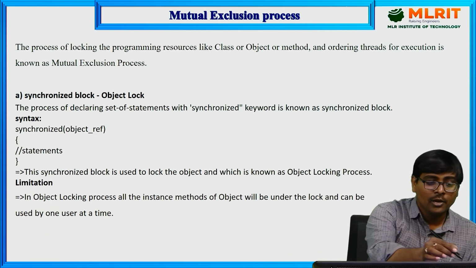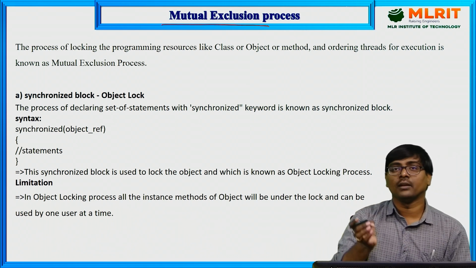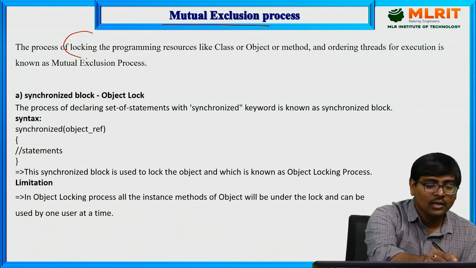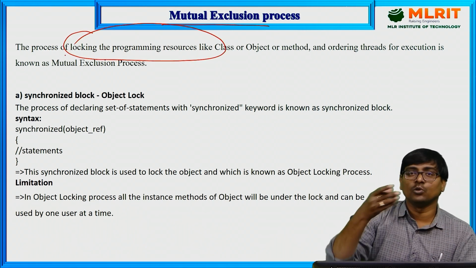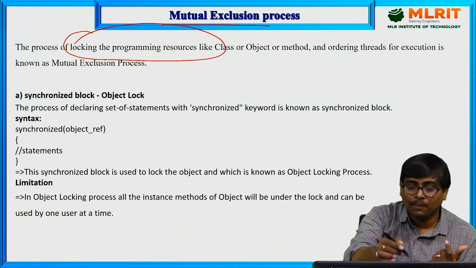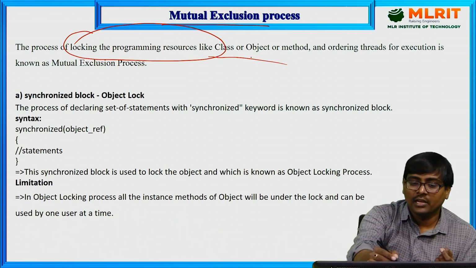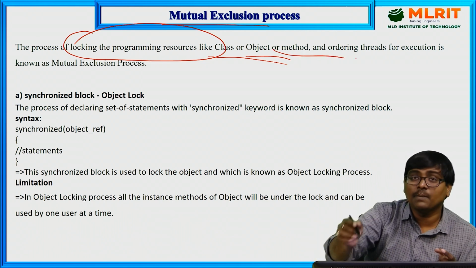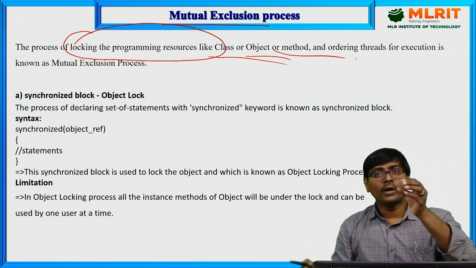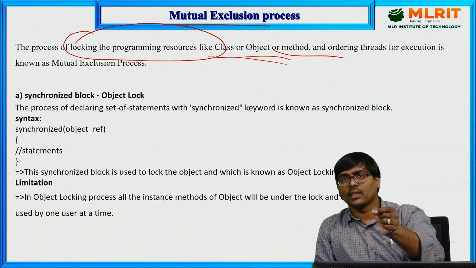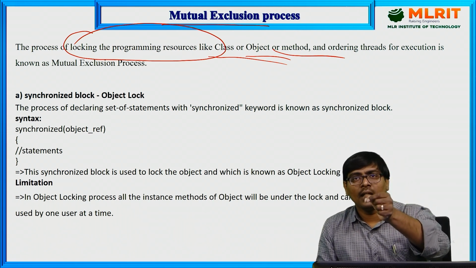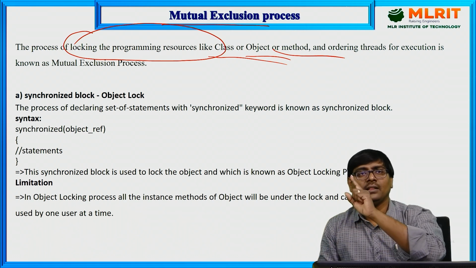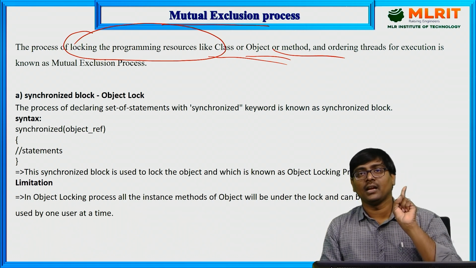Coming to the first technique, mutual exclusion. Mutual exclusion means simply locking, so locking of the resources. Here locking is applied to either a class, or to an object, which means all the instance members, or to a specific member. For a particular method, assume a method, if you apply a lock on that method, only that thread is allowed to use it. All the remaining threads need to wait until its completion.